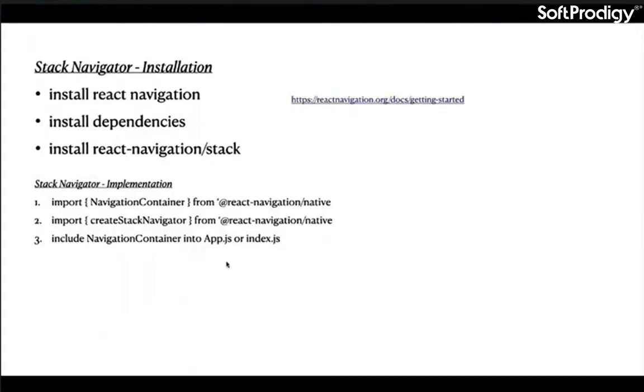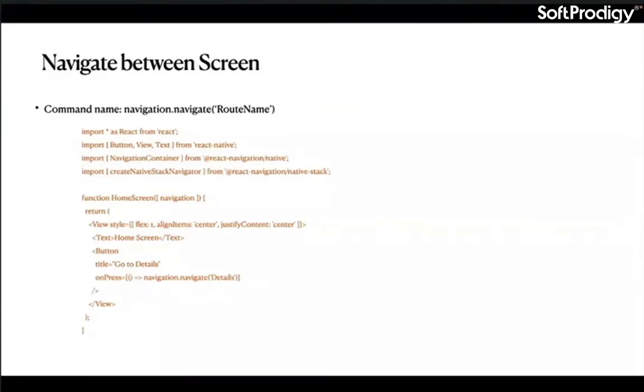Okay. So why are we studying navigation? Basically, the objective of navigation is to navigate between screens. Suppose here I have a screen named home screen. There is also a button, like go to details. When I click on that button, it should navigate to another screen, like the details screen. For that, the basic code is described here. Here you can see that there is a button with the title go to details.